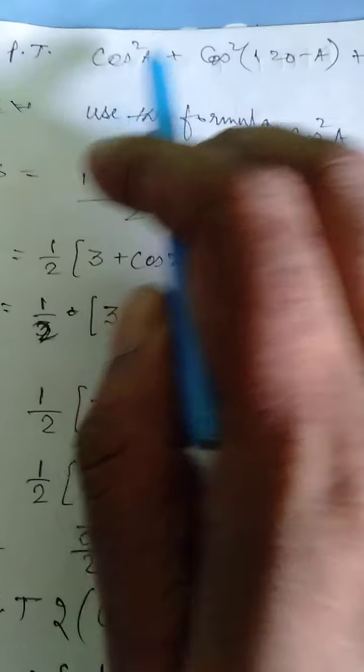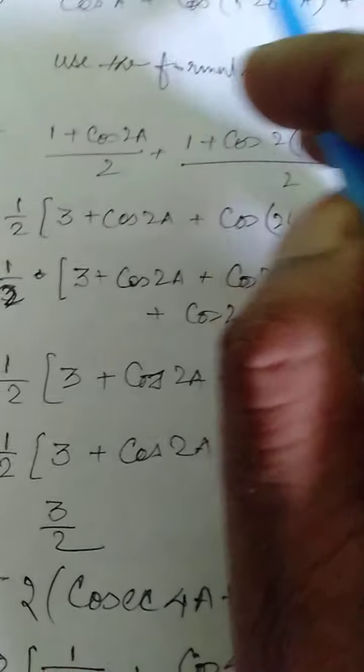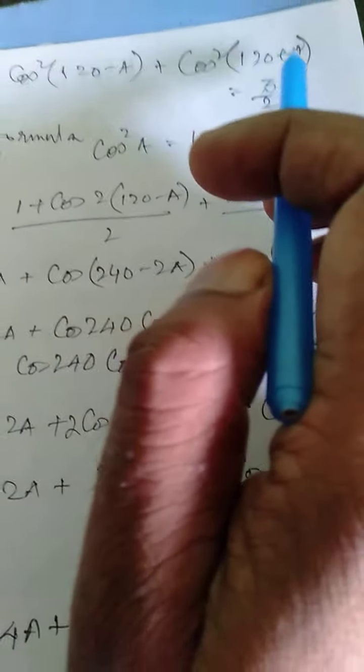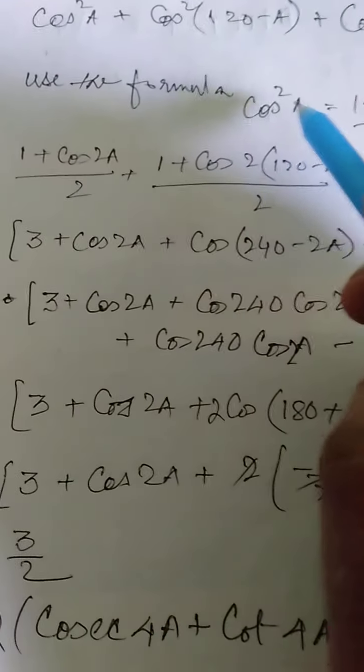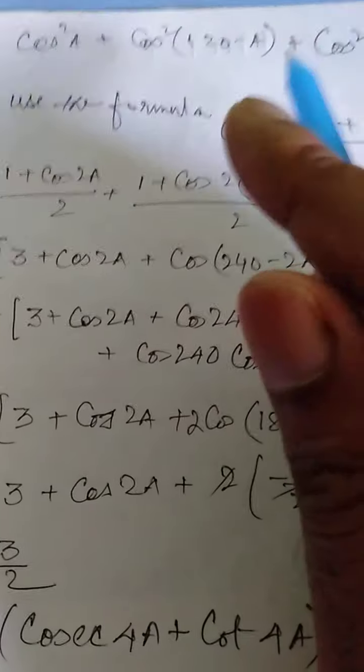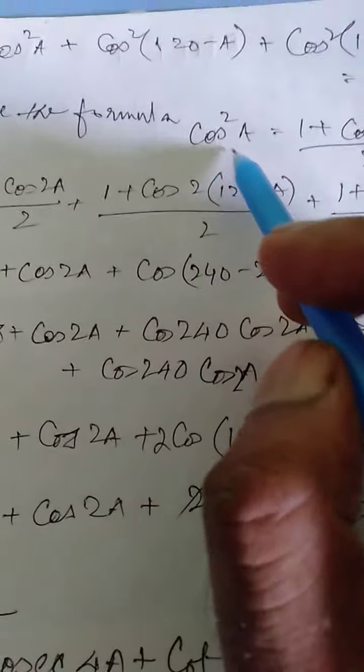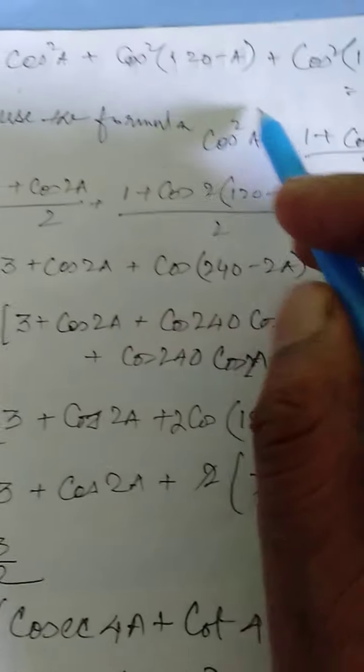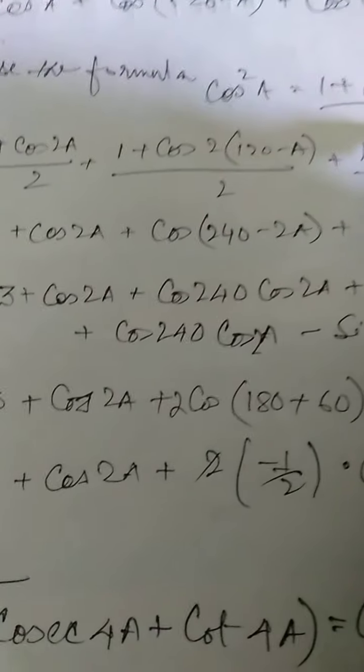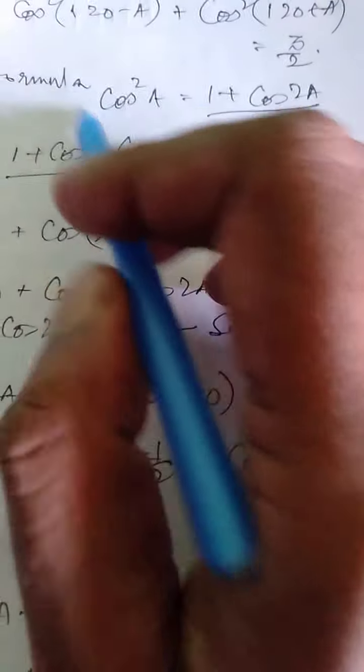Now let's come to this. Prove that cos square A plus cos square (120 plus A) plus cos square (120 minus A) is equal to 3 by 2. So see, we are changing the formula of cos 2A. So from there we are getting the formula of cos square A. So cos square A is what? (1 plus cos 2A) by 2. So in place of cos square A, what we will write? (1 plus cos 2A) by 2.